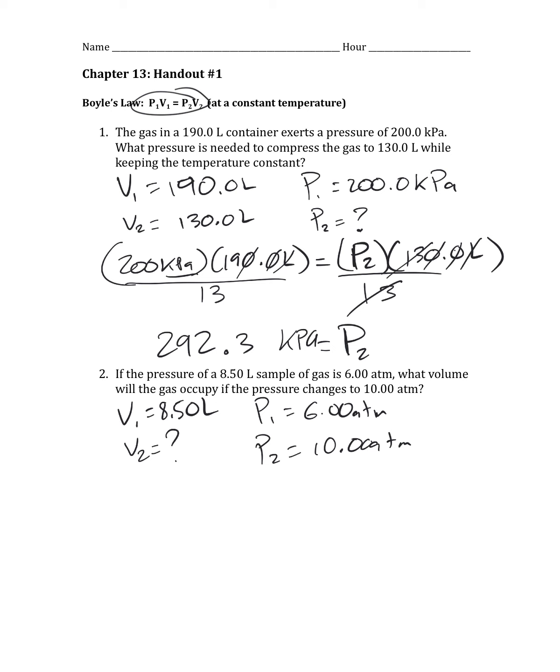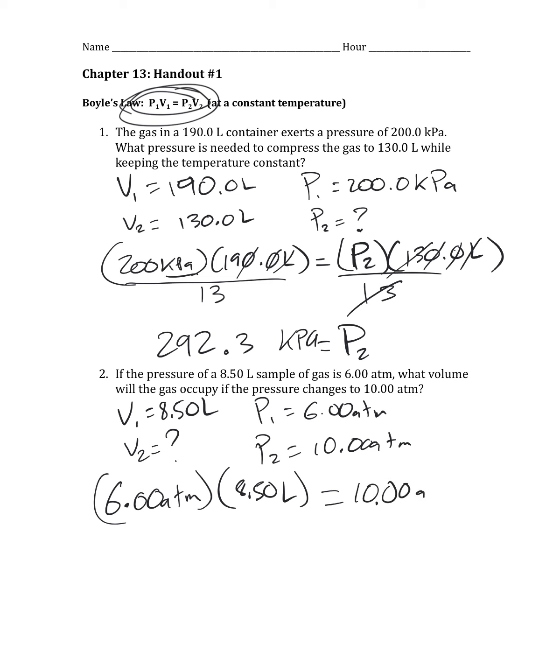So PV, once again, we use the same equation because it's PV, so we plug in P1 V1 equal P2 V2. And you can go V1 P1 equal V2 P2. It doesn't matter when you multiply which way. So 6.0 ATM times 8.5 liter equal 10.00 ATM times V2. That's what I'm looking for. So I darken that up.